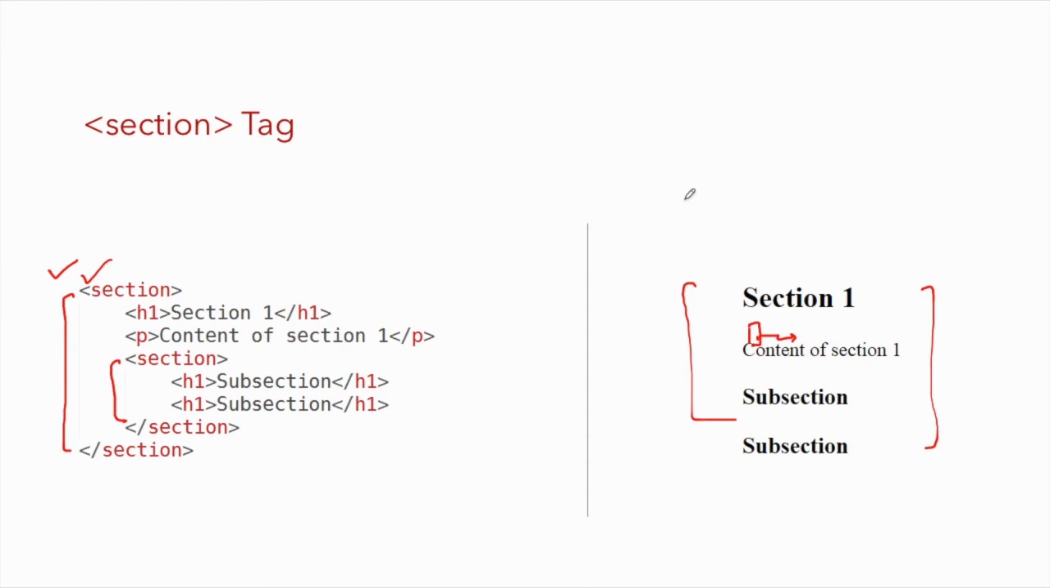Or you can have multiple sections like this. This can be your section 1, this can be your section 2, and with CSS applied, these two section tags can be aligned to one another.